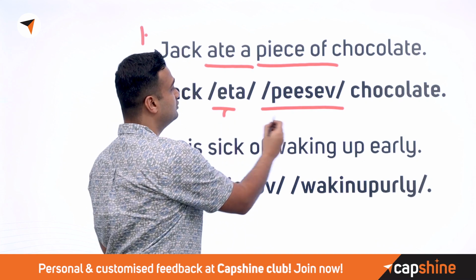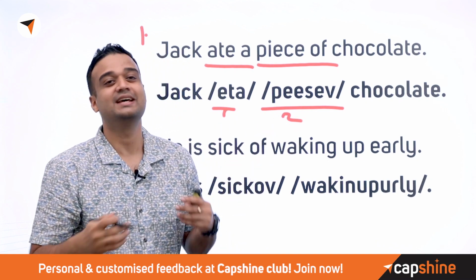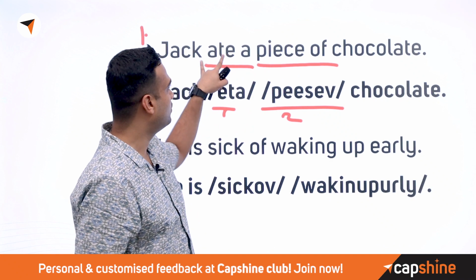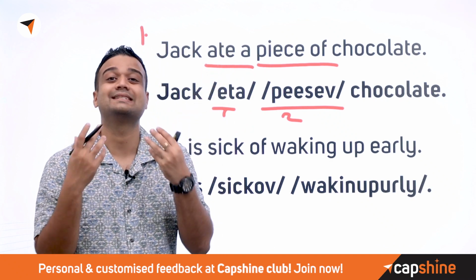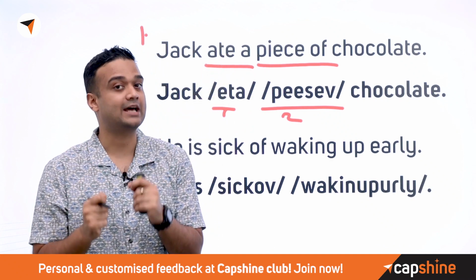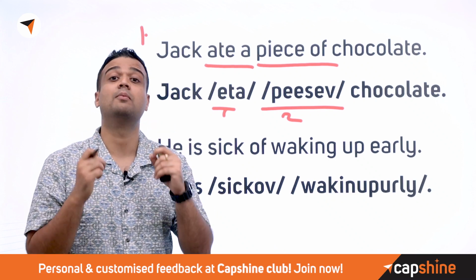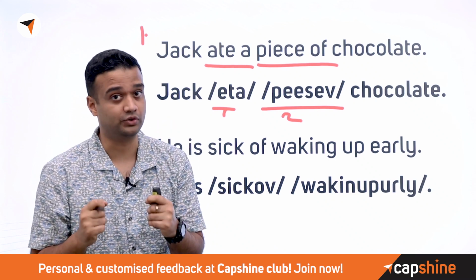Notice how these become separate sounds, and we've linked the words there to have one sound or one flow. That's how linking works. And to be a more natural speaker, you need to follow these rules.